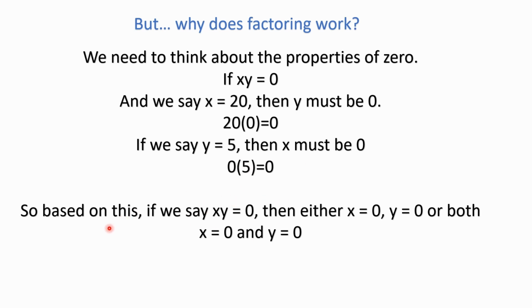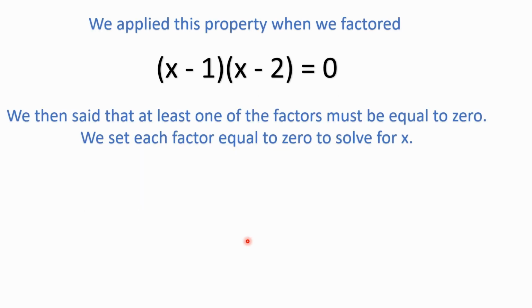So based on what we know here, if we say x times y equals 0, then either x equals 0, y equals 0, or both x equals 0 and y equals 0. So that's how the factoring works, and that's how we can solve for x or solve for our variable in an equation like that. We applied that property when we factored the quantity x minus 1 times the quantity x minus 2 equals 0. We then said at least one of those factors must be equal to 0, so we set each of them equal to 0 to solve for x.